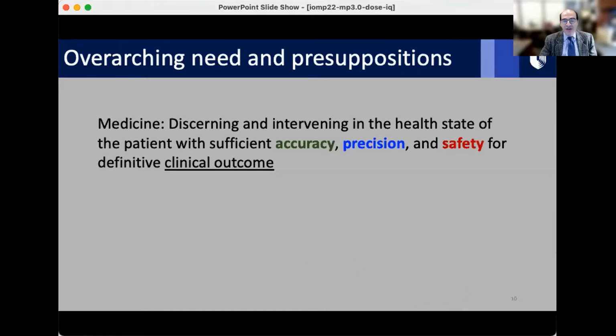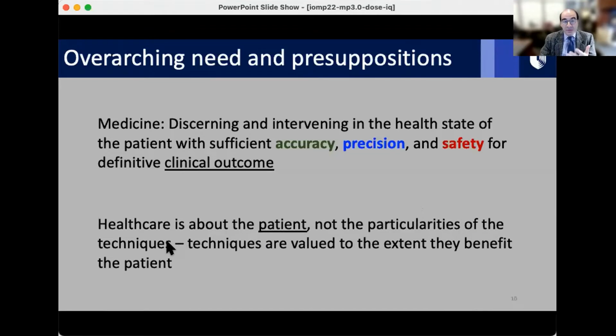This is such an obvious thing to say. But in reality, especially in the context of medical physics, we deal with a lot of technologies. The point here is that healthcare being about the patient and not the particularity of the technologies, techniques should be oriented and valued to the extent that they benefit the patient. At the end of all of our games, be it the research game, or practice game, or clinical game, or educational game, it is the patient that's supposed to be the recipient of the goods that we produce. Is that possible? Well, not very easy.